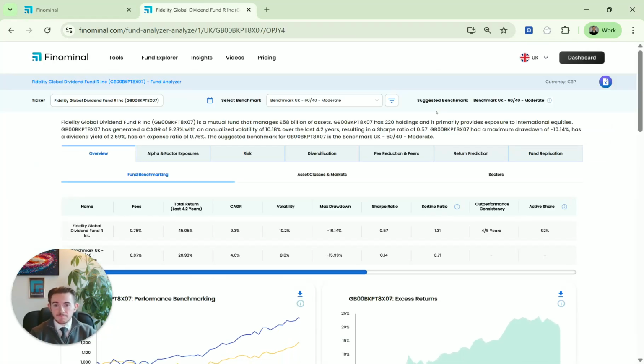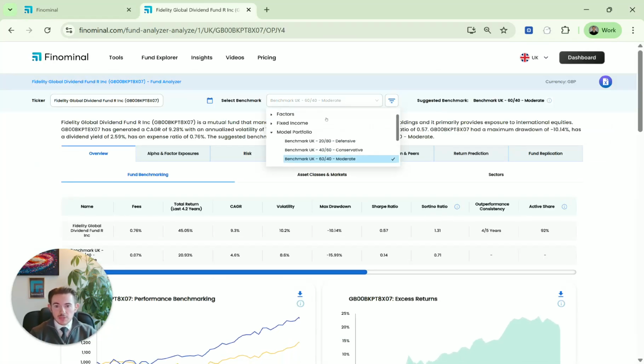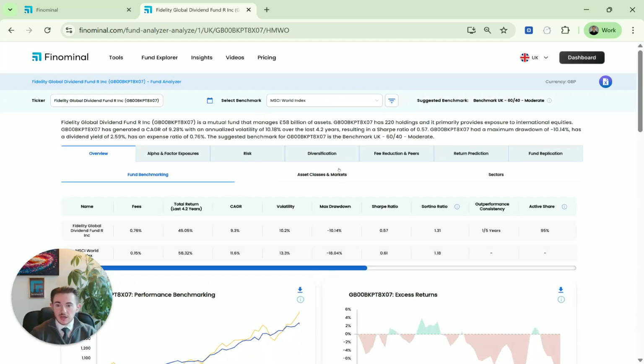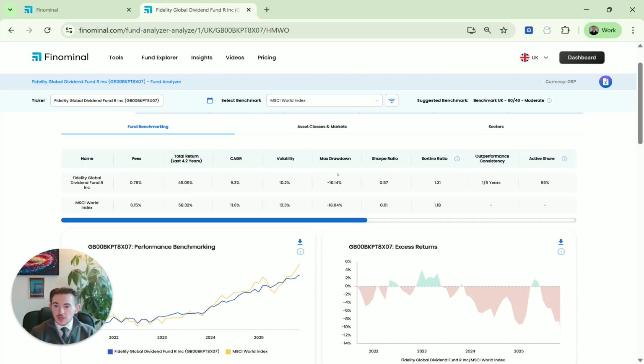Now, we do have an array of different tools we can analyze this with. I will be using the fund analyzer initially. In regards to the benchmark, you can choose an array of benchmarks if you wish. However, I am going to go with the fund manager's suggested one on their fact sheet, which is the MSCI World Index. So let's get into it.